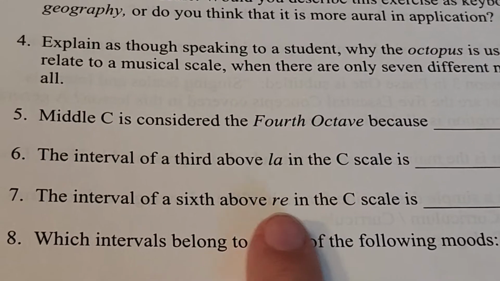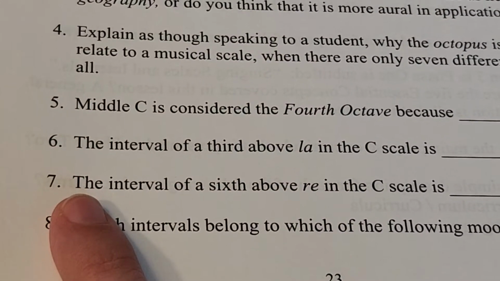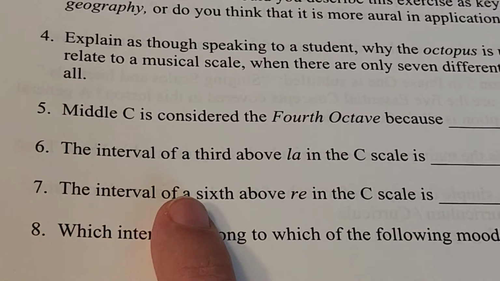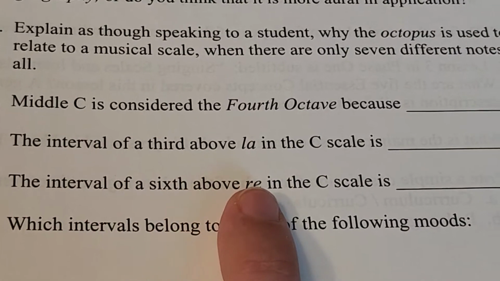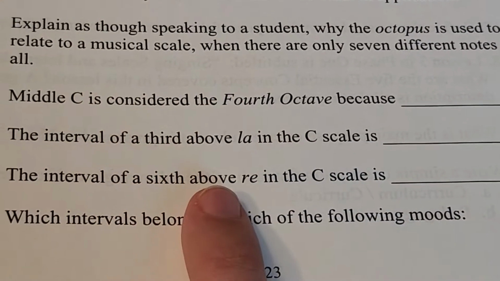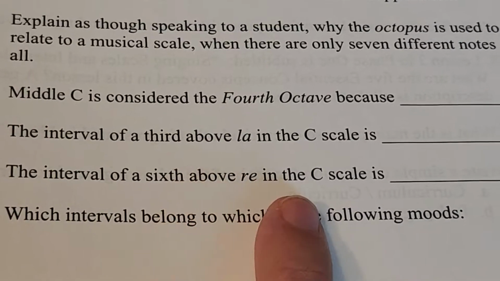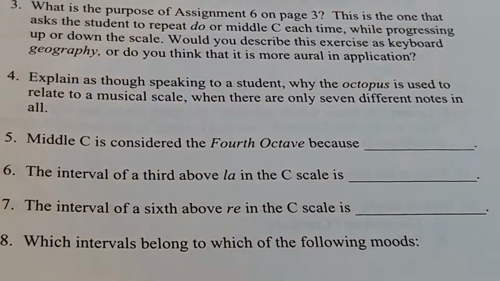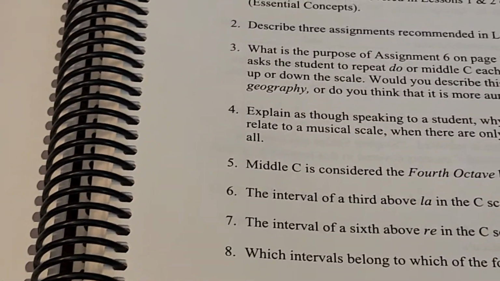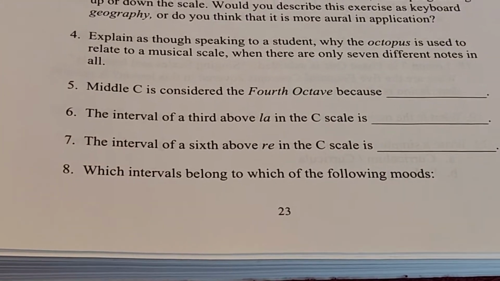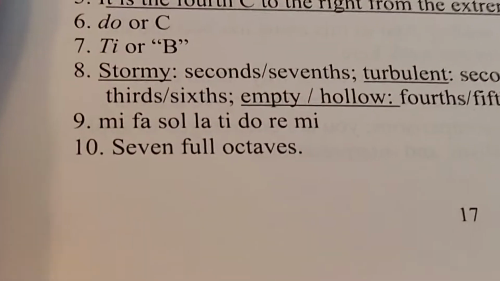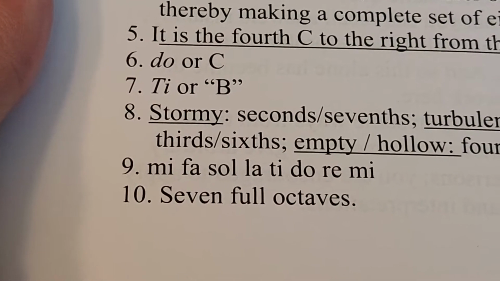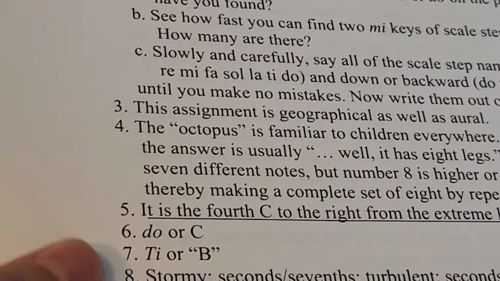So let's take number 7. The interval of a sixth above re in the C scale. So the interval of a sixth above re is T. I'm just guessing. That was number 7. So let's see if that, and we're on page 23, lines up with this. Number 7, yes, it does say T or B. So these are the answers.